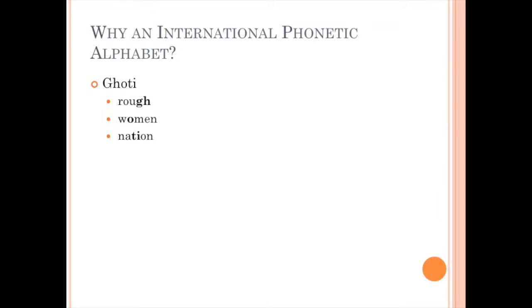George Bernard Shaw pokes fun at this ambiguity by suggesting that one could spell fish, G-H-O-T-I, taking the F sound from the G-H in rough, the I sound from the O in women, and the sh sound from the TI in nation.